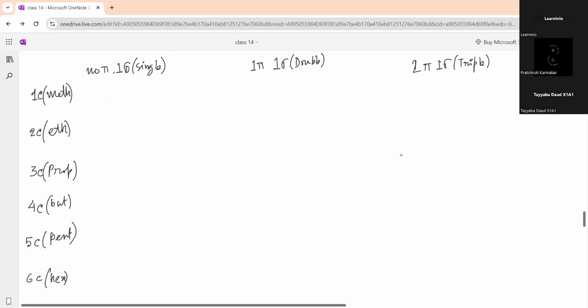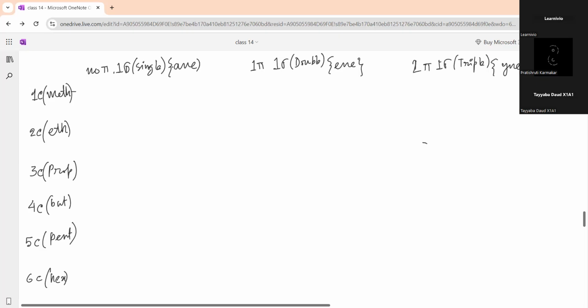And what was our suffix for single bond? It was ane, right? For double bond, it was ene. For triple bond, it was yne.